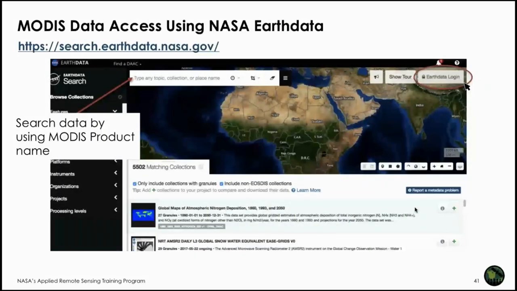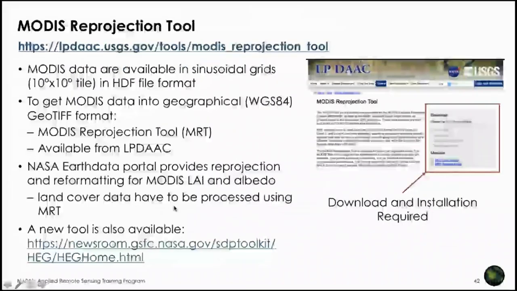So you can see these data. Next is how to get this data, and we will have a short demo, but NASA Earthdata is the site to get MODIS data, and it guides you through spatial and temporal selection and then downloading data by using this site. So this is the address to go to get MODIS data. You search by MODIS product name, such as MCD12Q1, and it comes up with the data granule list in the lower part. You also need to know about a MODIS reprojection tool.